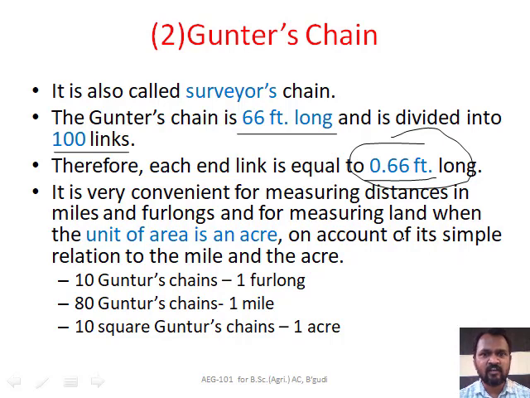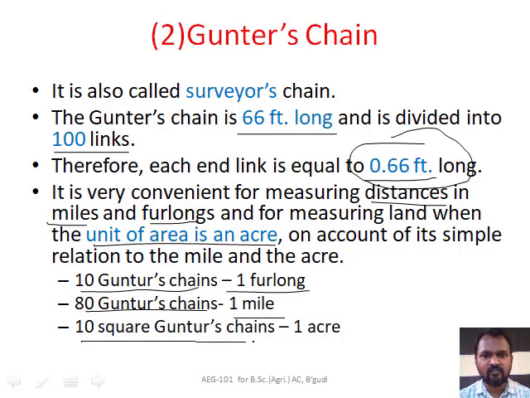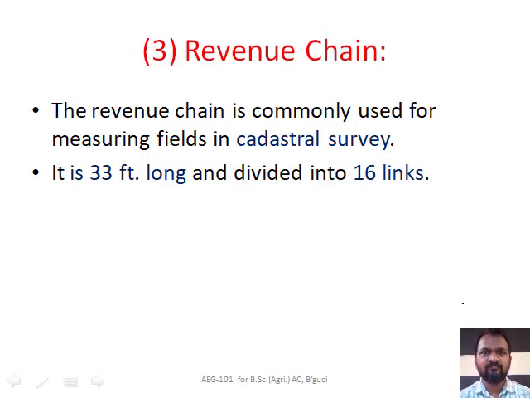It is very convenient for measuring distances in miles and furlongs, and for measuring land when the unit of area is the acre. 10 Gunter chains is equal to 1 furlong, 80 Gunter chains equal to 1 mile, and 10 square Gunter chains is equal to 1 acre. Then the next chain is the revenue chain. This revenue chain is commonly used for measuring fields in cadastral survey, and it is 33 feet long and divided into 16 links.